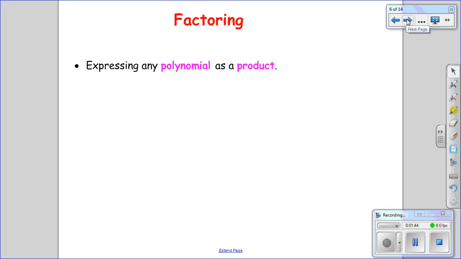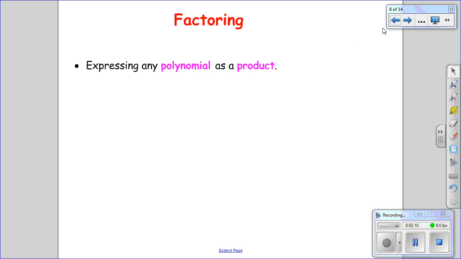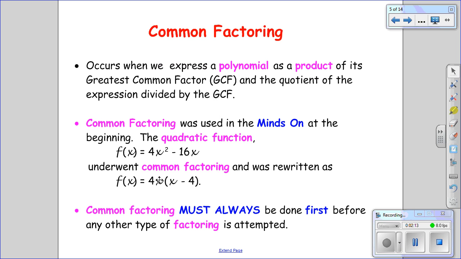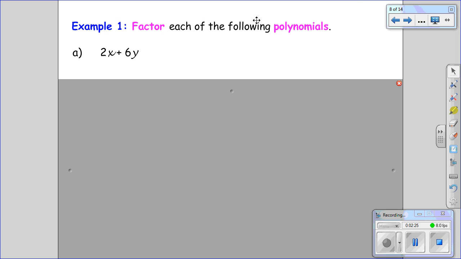Factoring is the generic name for everything we're going to do for the next few days, because there are several types of factoring, and it's whenever we express any polynomial as a product. Things to remember when we common factor, we always have to common factor first. Guidelines for common factoring: we're always dividing by the greatest common factor, so we have to find it first. It's written as the first factor. So if we go back to this example, we found that 4x was the greatest common factor, and it was written first. And the second factor, this x minus 4, was the quotient that was left after we divided.